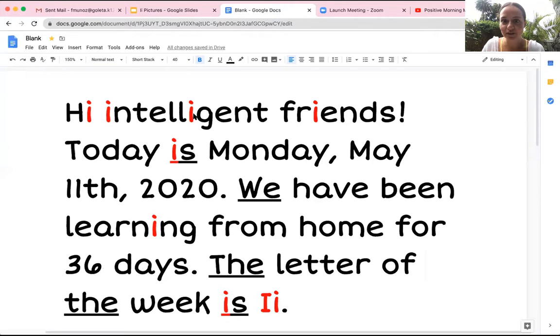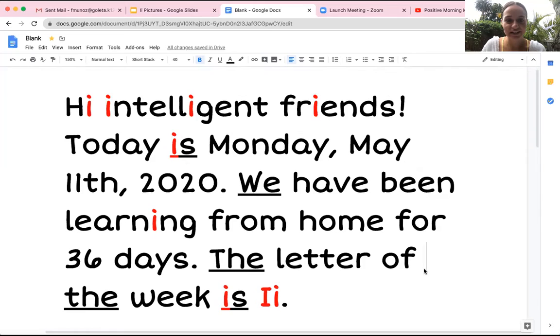Intelligent means smart. Friends. Our sight word is. Again, in our sight word is. Learning right here. And then when we have our capital and lowercase i's underlined, we have our sight words. Is, we, the, is.